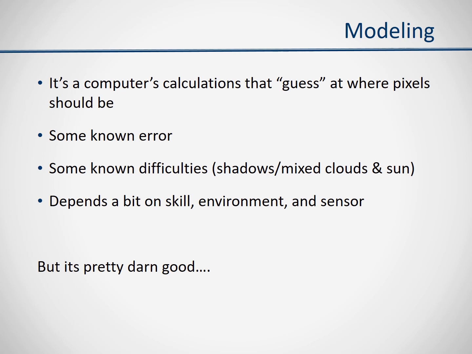My background is actually weather, and I worked in weather modeling for a little while. And so we got well acquainted with the fact that the weather model is a guess based on a number of math equations and some assumptions. These models are very good, the photogrammetry products that come out of these, but it's still an equation that gets us there. There's some known errors, there's some known difficulties. For example, if you're working with mixed clouds and sun or deep shadows, you can create some abnormalities in your model. It depends a bit on scale, a bit on the environment, quite a bit on the sensor in the aircraft. But even with all these caveats, it's pretty good. The information that we can get out of these models is good.